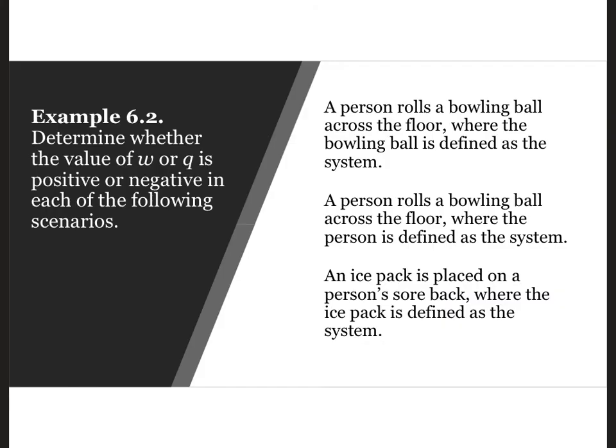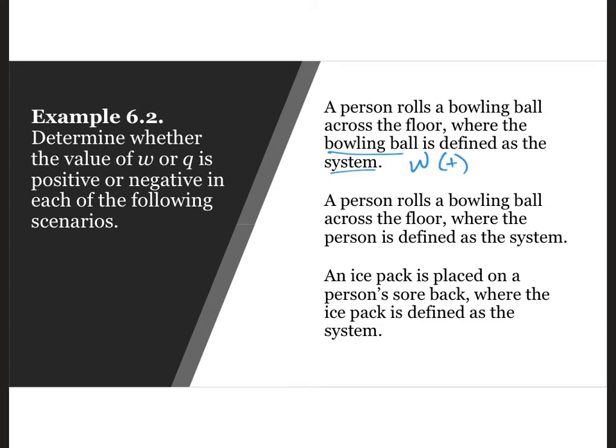In this example, review each of the questions and determine the sign of W or Q for the flow of work or heat, respectively. In the first scenario, the person is doing work on the system, which is the bowling ball. So from the perspective of the bowling ball, W is positive.